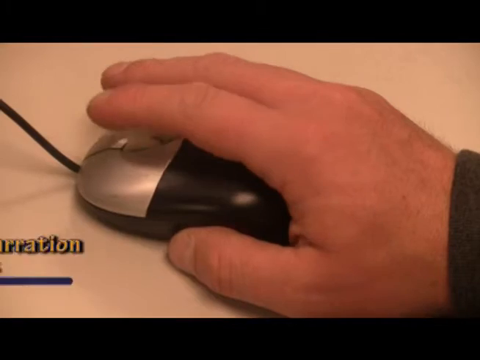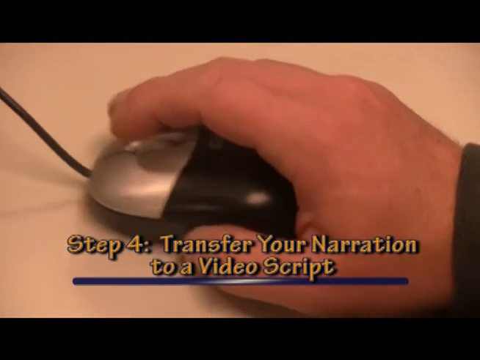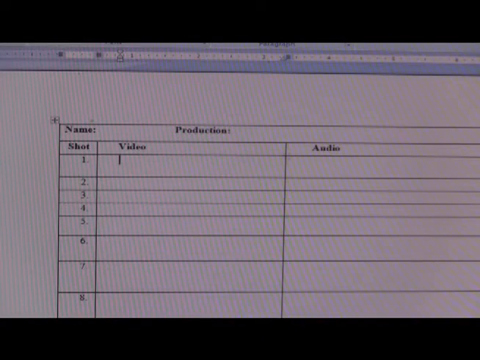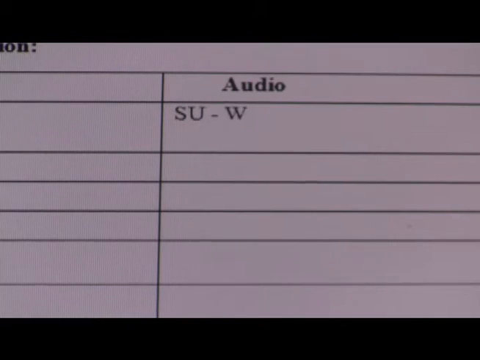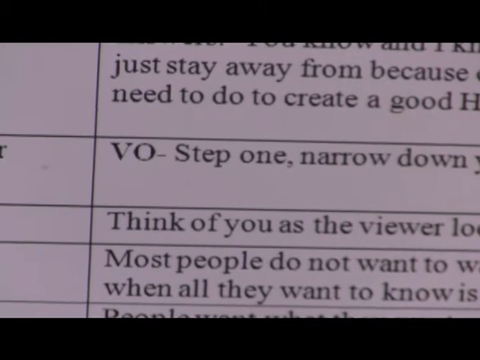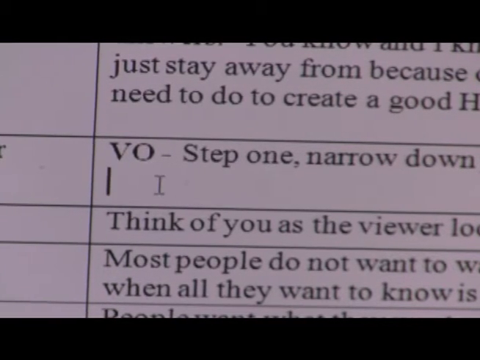Step four, transfer your narrative script to the audio column in a video script. This will allow you to break down your script by shots and give you an idea of shots you will need to support your video. You'll need to decide when you will want to be seen on camera as the host doing a stand-up, or when you will just want to hear your voice doing a voiceover while showing other video.